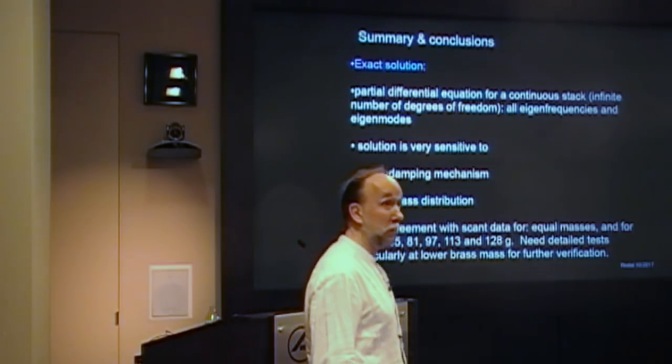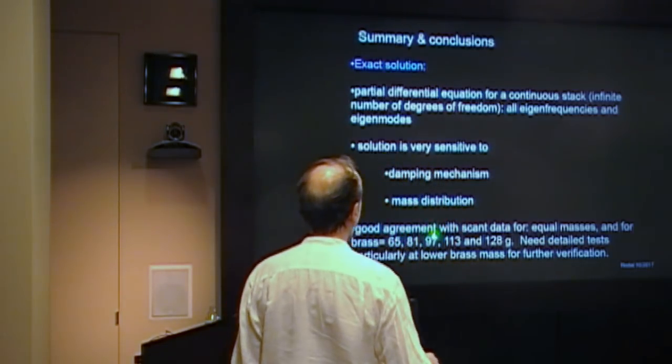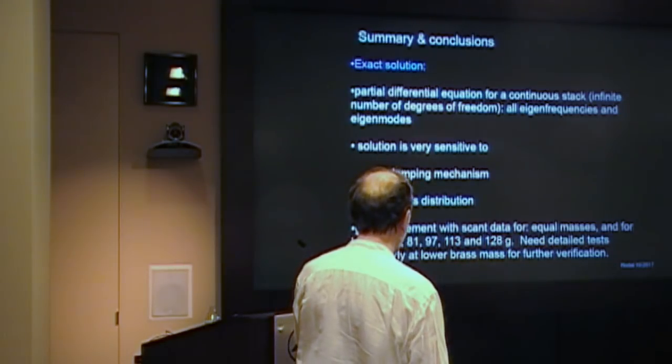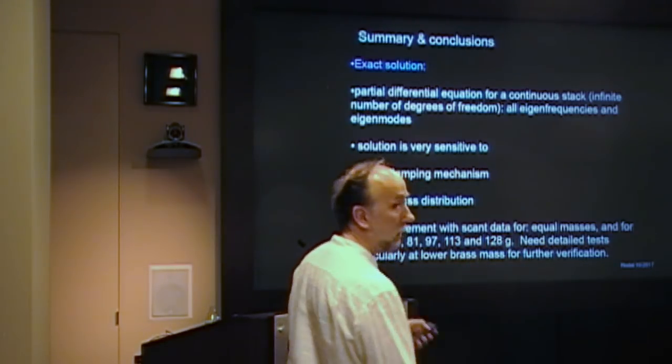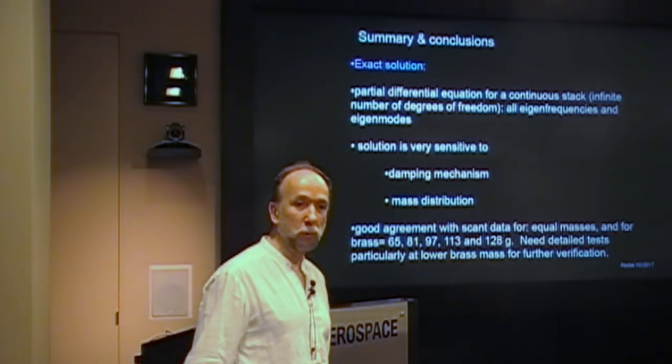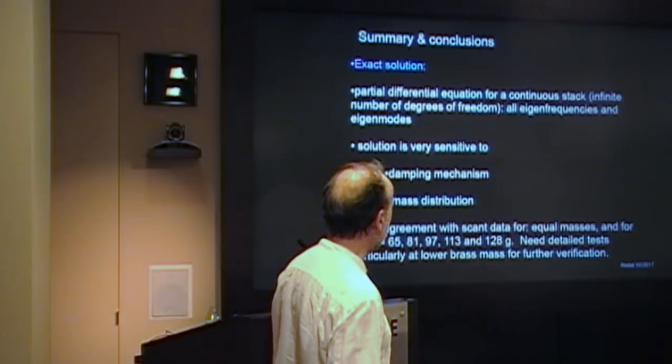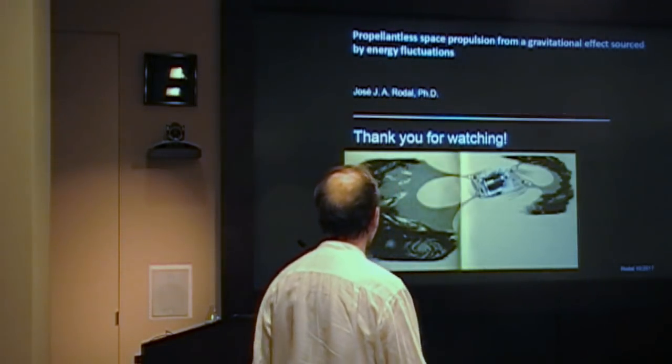The first thing is to measure. So there is good agreement with scanned data that there is some kind of an optimum mass there for the brass mass. But I would like Heidi to give me actual numerical data, and I would like her to have data that has a brass mass that is lower than 65 grams.